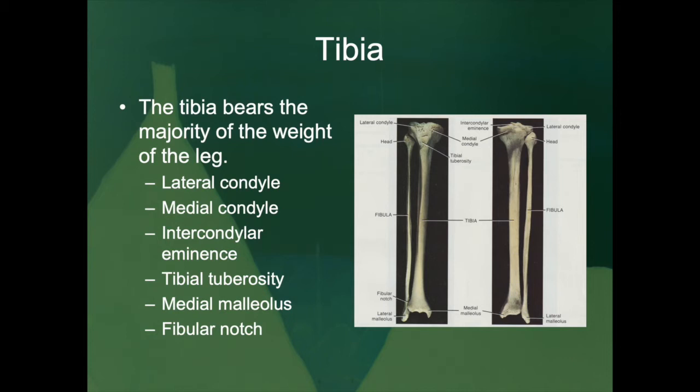The tibial tuberosity on the anterior side is the point of attachment for the patellar ligament. And all of these become important landmarks. The medial surface of the distal end of the tibia forms the medial malleolus. This structure articulates with the talus bone of the ankle and forms the prominence that can be felt on the medial side of your ankle. The fibular notch articulates with the fibula, and that's what we'll be looking at next.